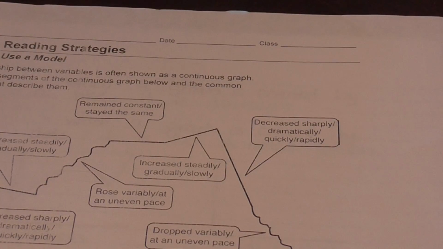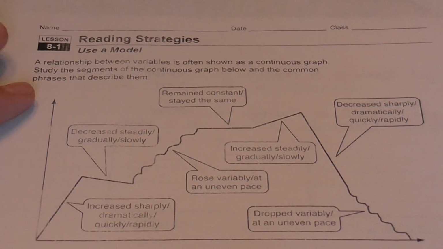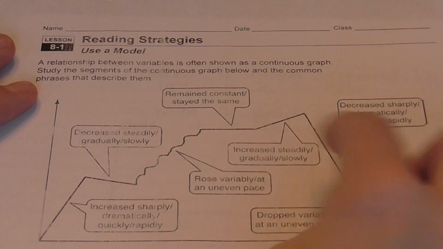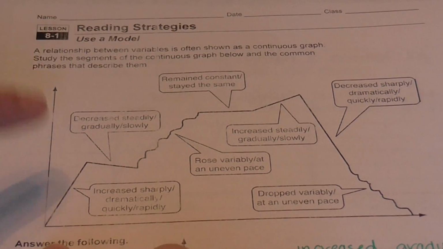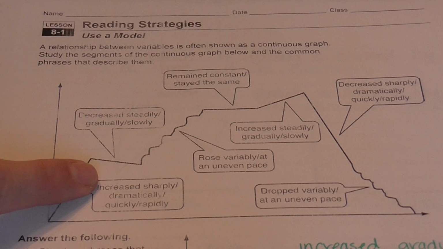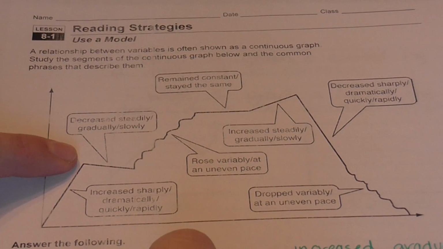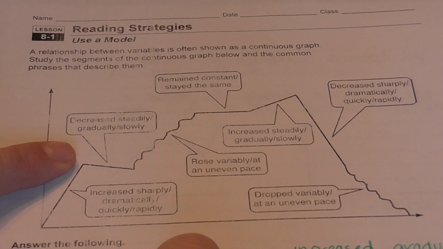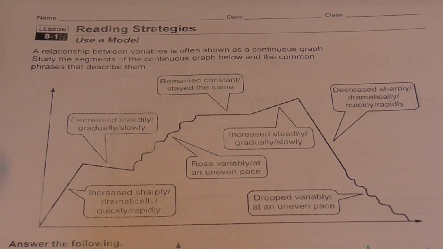So you're going to get this worksheet in class, but if we take a look at this graph, it's got all kinds of different lines. Some are straight and flat, some are going up, some are coming down, some are all bumpy. So let's take a look at each one, what these mean. If it goes up pretty quickly, all right, it's increased sharply, dramatically, quickly, or rapidly. So you can say this increased dramatically, this increased quickly, this increased rapidly. All right, you went from 0 to 100 in less than 6 seconds. This is going up really, really fast.